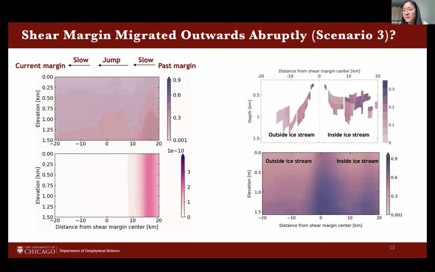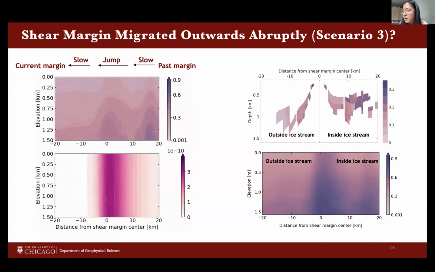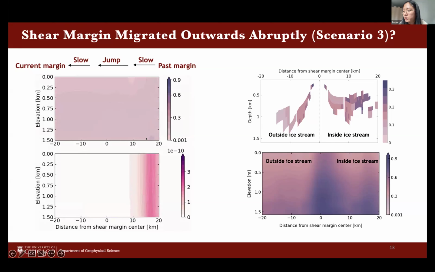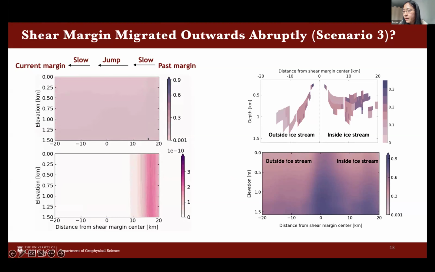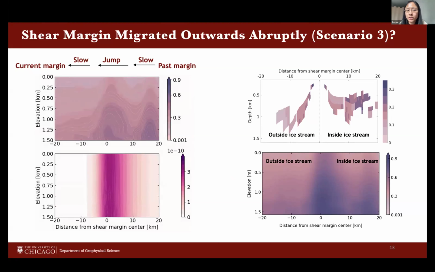So in the third scenario, we assume the shear margin was at its former location and then just jumped abruptly to the current one. And we define abrupt as the center of the shear margin moves from x equals 16 at every 0.1 kilometer point until it reaches x equals 15, and then just jumps directly to x equals 0.